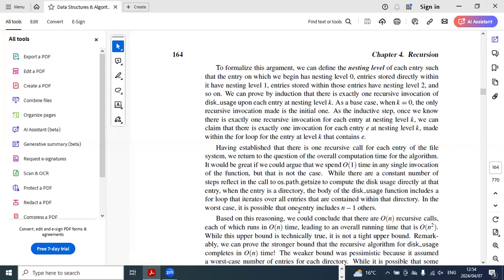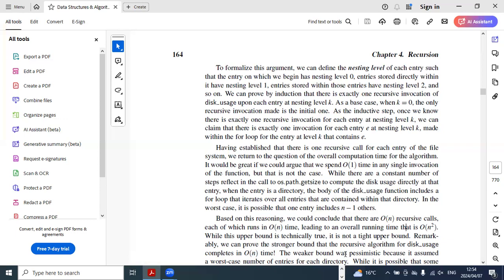Based on this reasoning, we could conclude that there are O of n recursive calls, each of which runs in linear time again. So we multiply n times n, which leads to the overall running time of this program being O of n squared, quadratic. While this upper bound is technically true, it is not a tight upper bound.